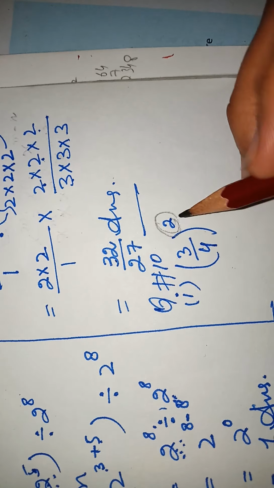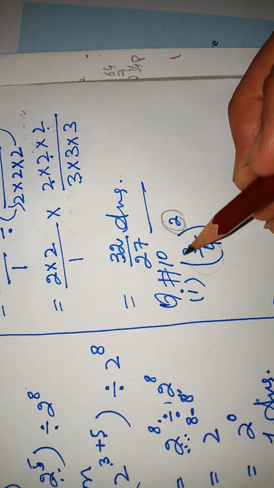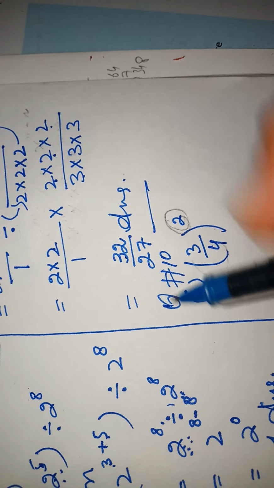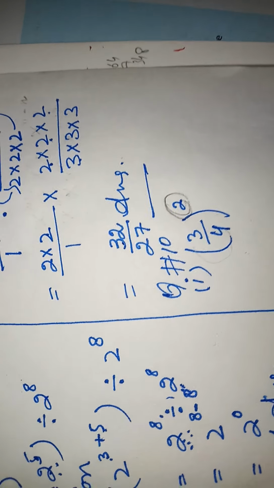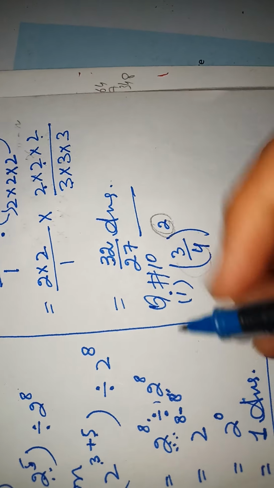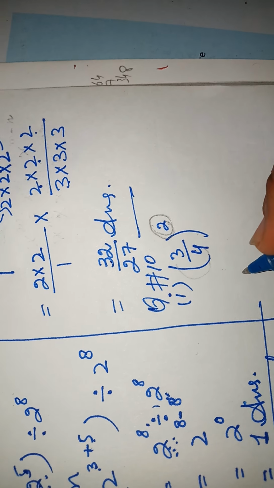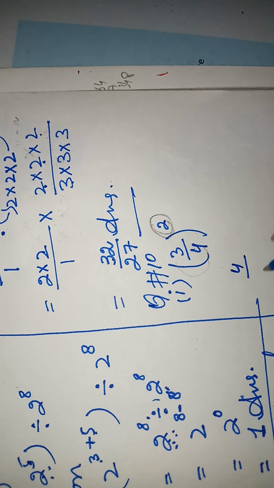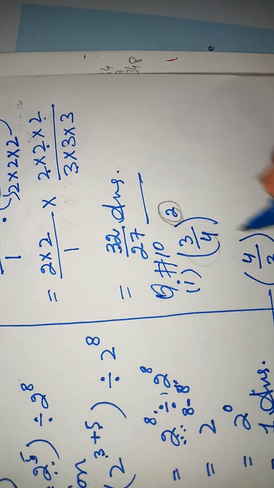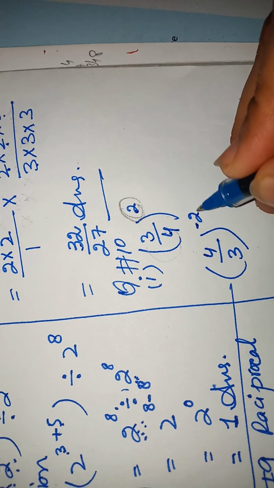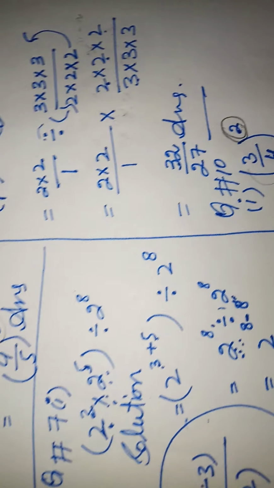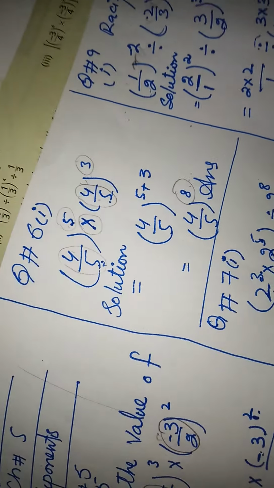How we can make it negative? By taking the reciprocal of its base. We can change the sign of the exponent by taking the reciprocal of the base. So to make it, we will take the reciprocal of 3 by 4, but we will reverse it as 4 by 3, and its sign will be negative. It will become minus, and it is the answer.